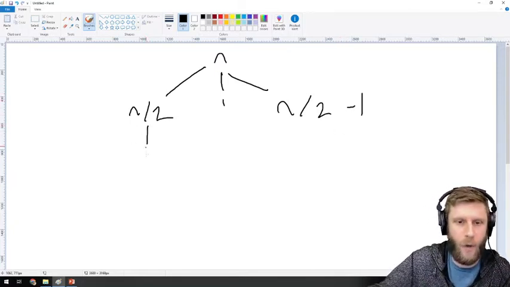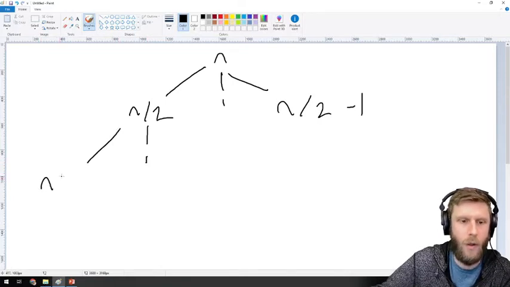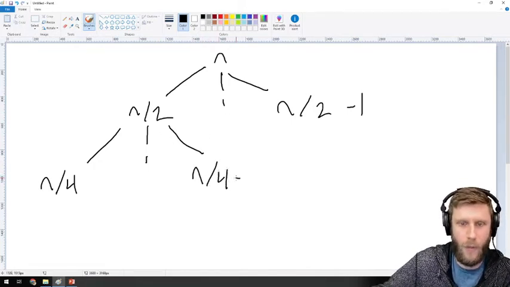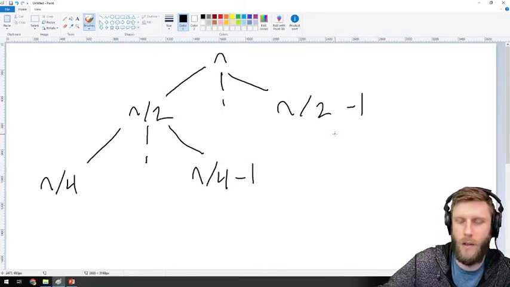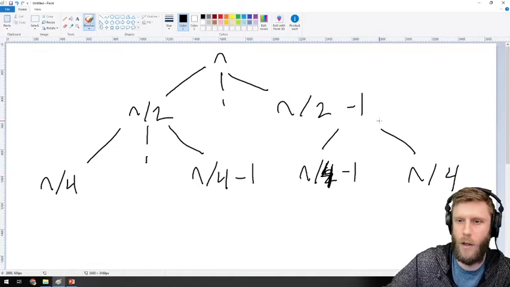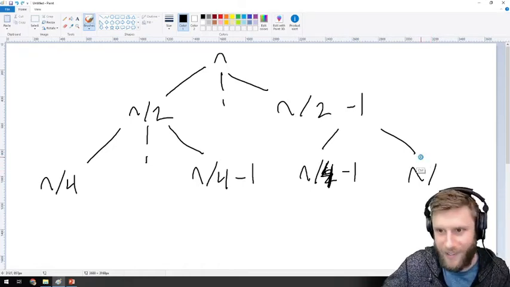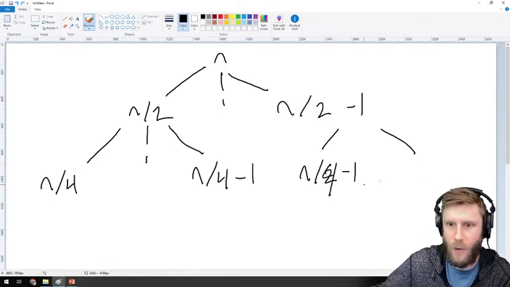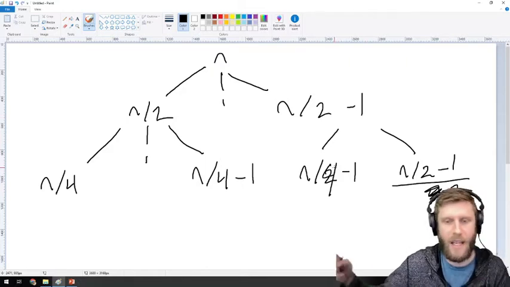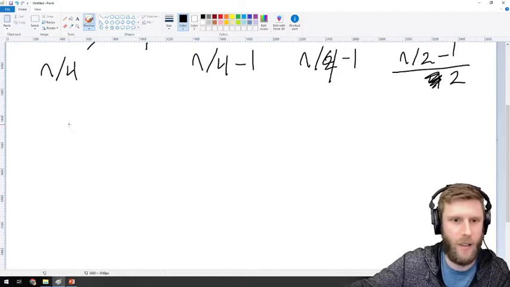But then over here, we pick a pivot, 1. So over here, I'll have n over 2 over 2. So that's n over 4. And then over here, I'll have n over 2 over 2 minus 1. Wait. Yeah, n over 2 and over 4 minus 1. And then over here, I'll have n over 2 minus 1. Okay, let me get this right. I was going too quick. So now I have n over 2 minus 1 over 2, because I just divided again, right? And I keep doing this all the way down until I end up with a series of lists down here of size 1 or 0.